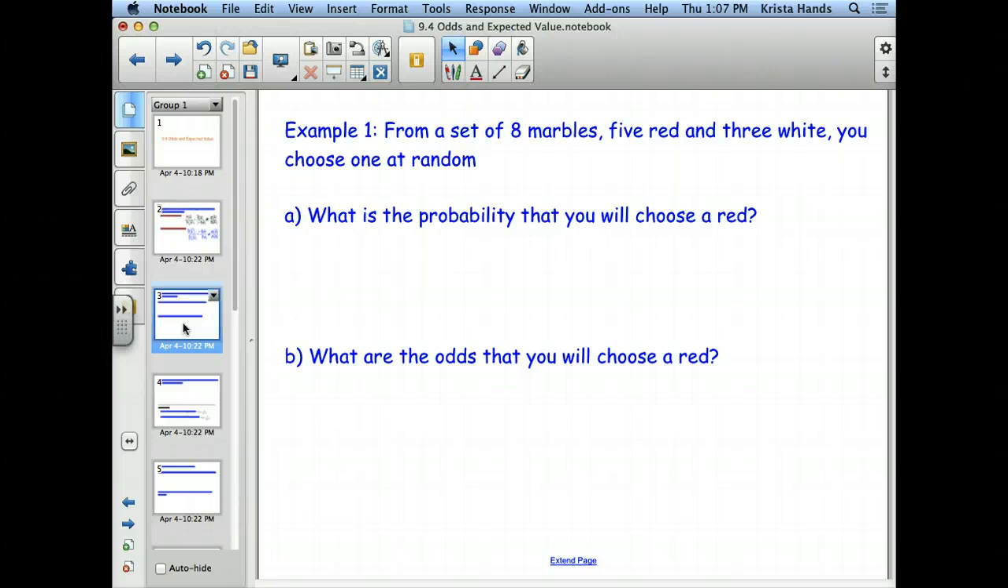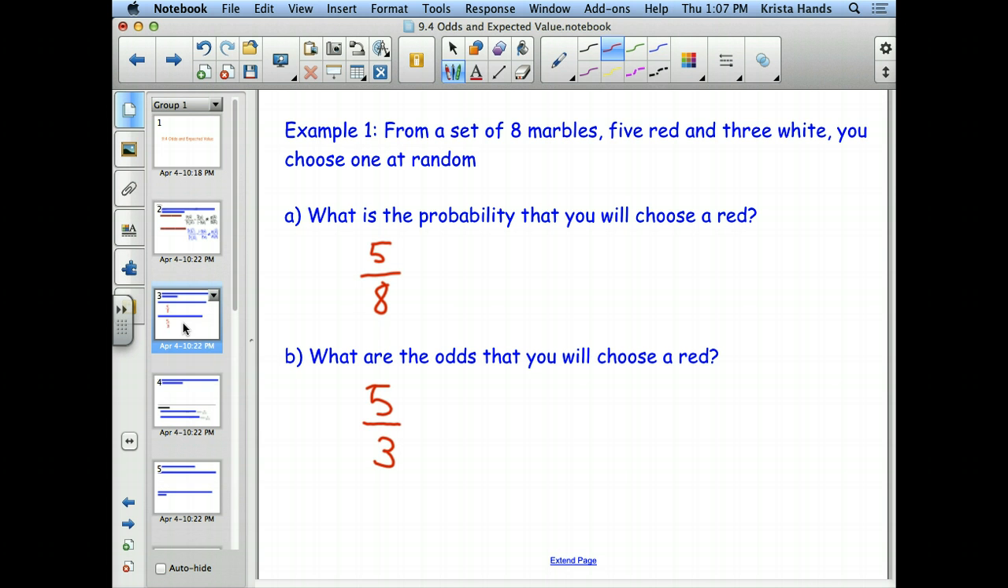Now the first question is something we've done before, right? It asks for the probability. So what is the probability that I will choose a red? 5 over 8. So when I do probability, I'm doing a ratio, a comparison of the number of ways whatever my event is can happen compared to the number of ways anything could happen. So in this case, I have 5 red marbles out of 8 marbles total. Part B is different. It asks about odds. So what are the odds that I choose a red? It's 5 to 3.